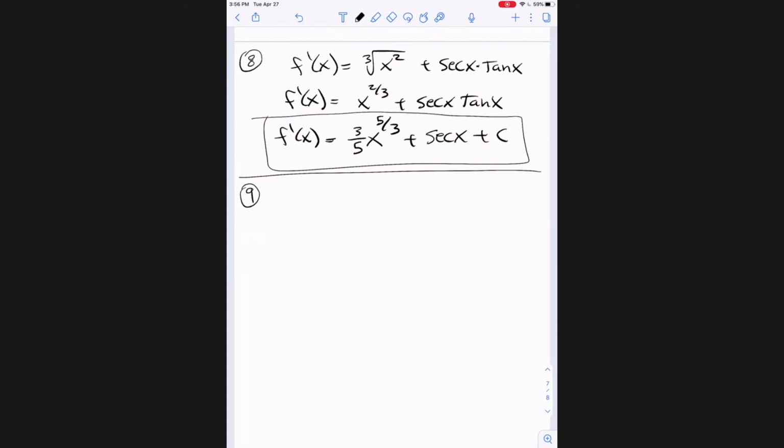All right, so number 9, you have f double prime of x equals sine of x, f prime of 0 equals 1, and f of 0 equals 6. So we want to find f. We have to take 2 steps back because right now we're at the second derivative. If you go 1 step back, you get to the first derivative. 1 more step back, you get the original function.